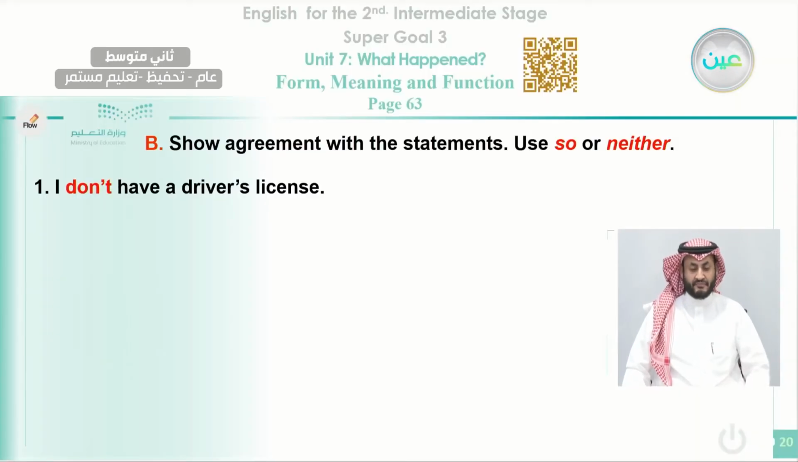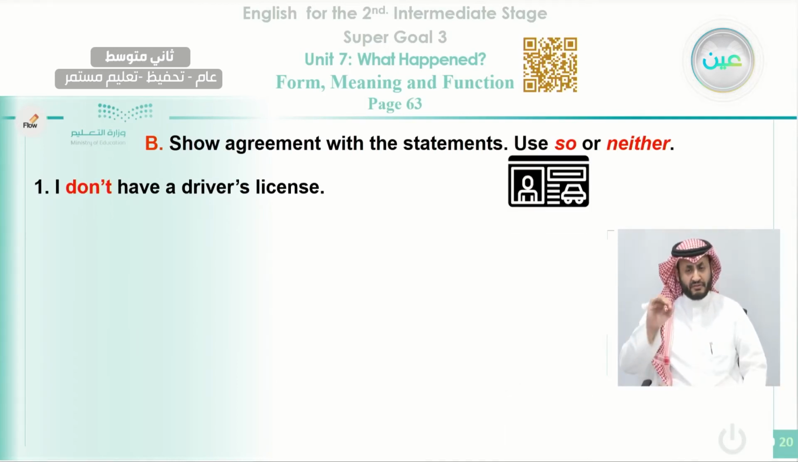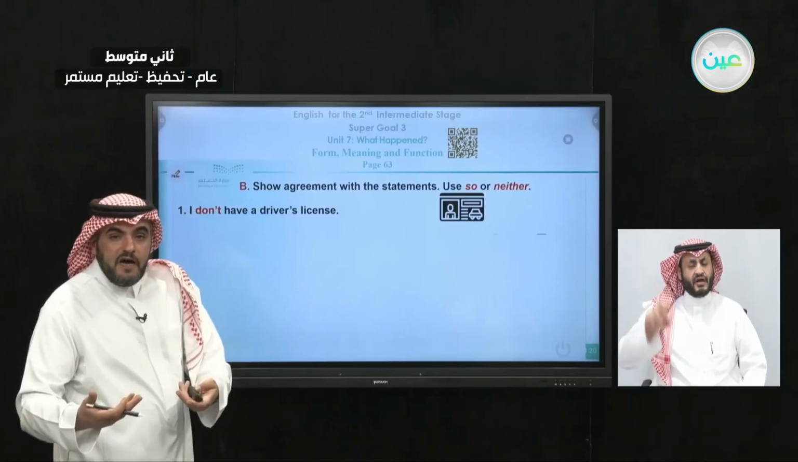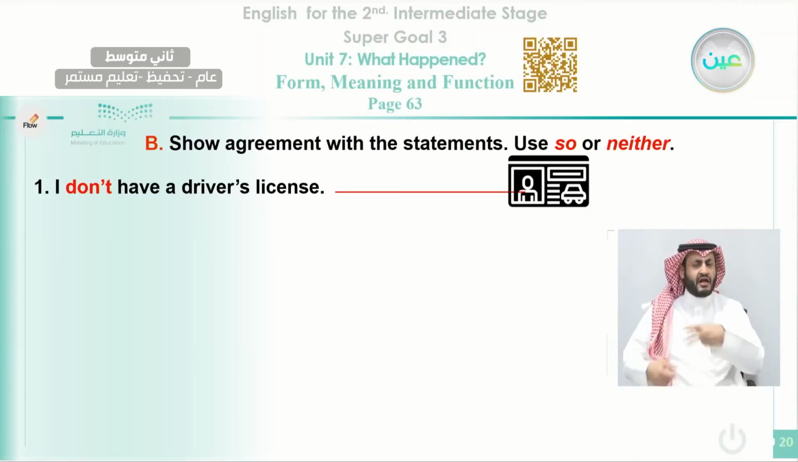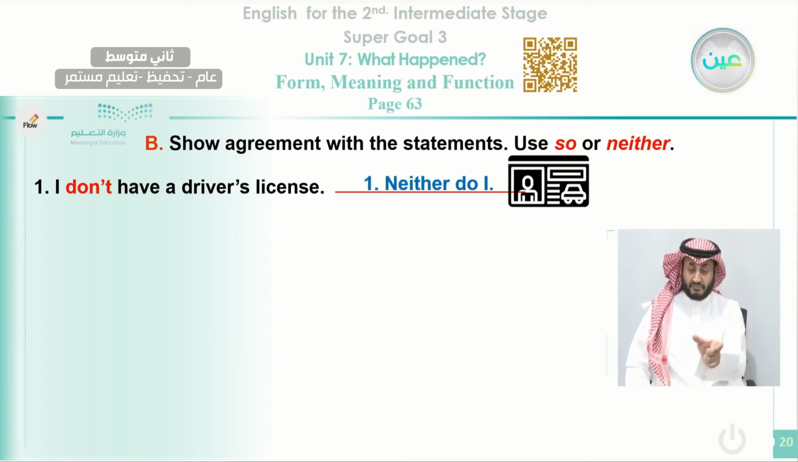Let's answer this exercise. "I don't have a driver's license." That is exercise B. You need to show agreement, using "so" or "neither". Okay, a driver's license is the document that allows you to drive. So how can you agree with this? You can say, "Neither do I." Why do we use "neither"? Because we have "don't" here, negative form.